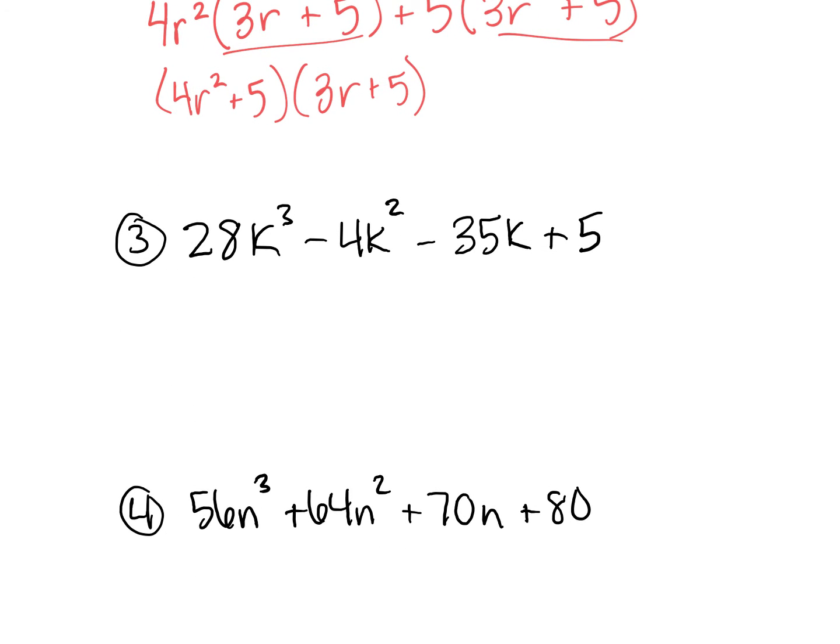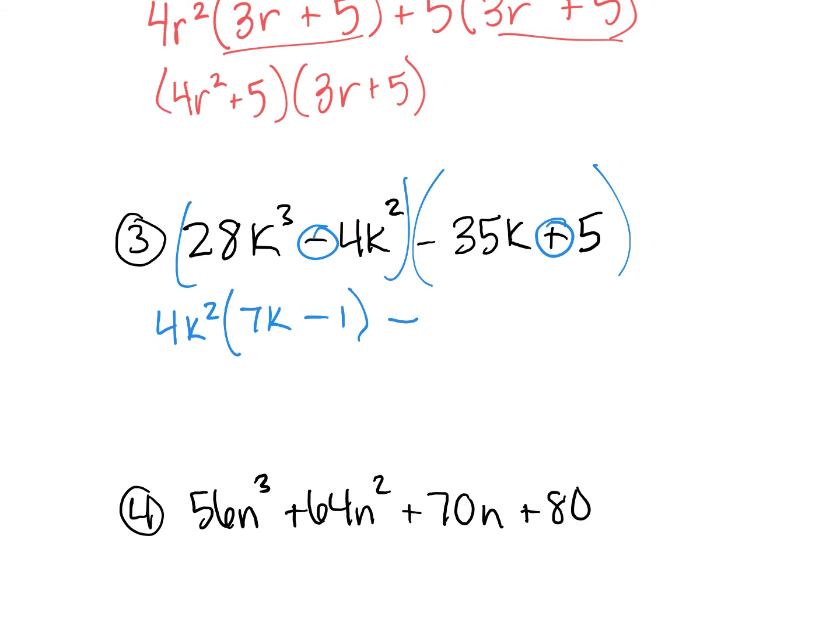Okay, moving on to number 3. So, group 1, group 2. So, I'm going to take out a 4k squared here, leaving me with 7k minus 1. Look here, my signs don't match, so I need to take out a negative 5, and that leaves me with a 7k minus 1. So then 4k squared minus 5 becomes my first set. 7k minus 1 becomes my second set.